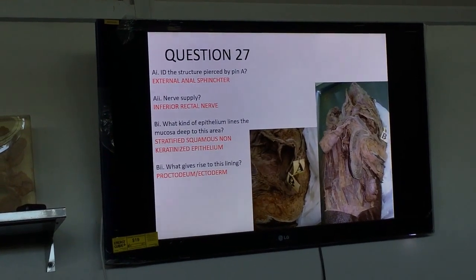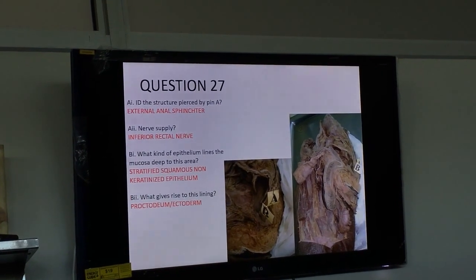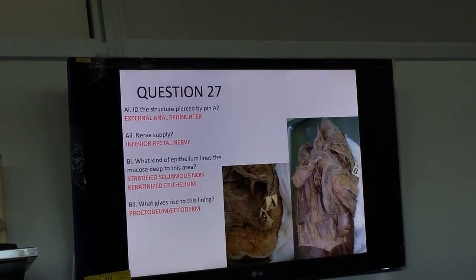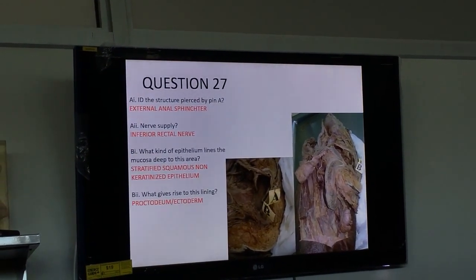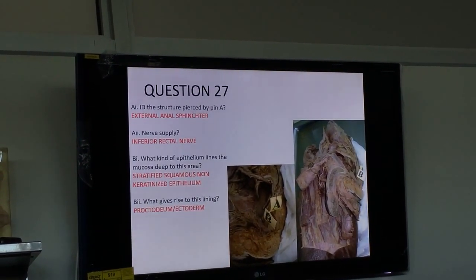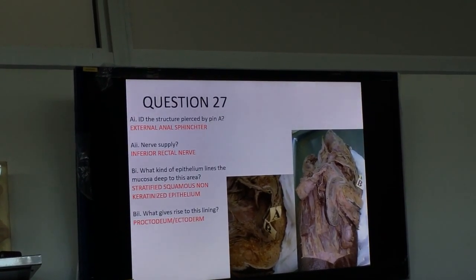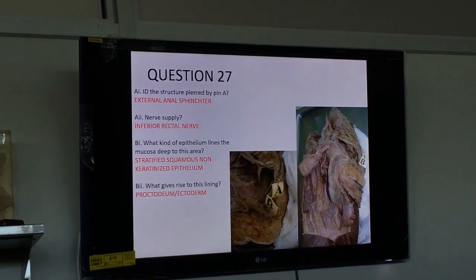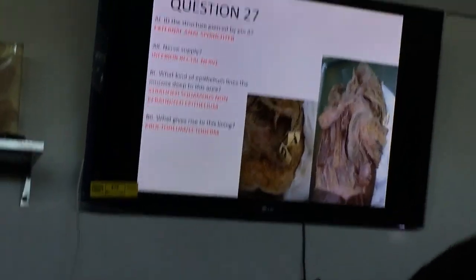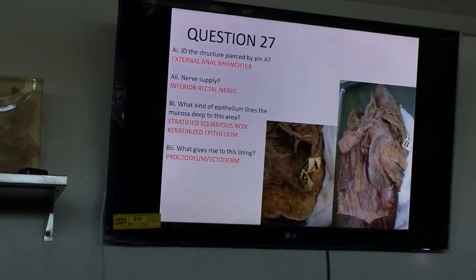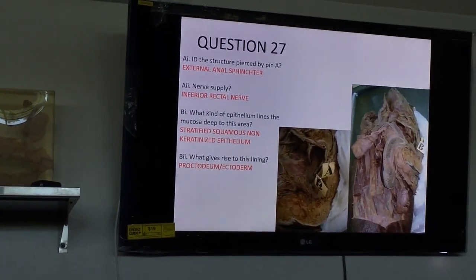Let me tell you what they will say. You're invited here to read for a degree. Yes. Come. That's exactly what they're going to say. 27 guys. Structure pierced by pin D. Yeah, it's not so easy to see, to be honest with you. I can't see it so well. But as you see from the answer, it's the external anal sphincter. So what is your job? Go and look at the external anal sphincter on a sagittal pelvis. What's the nerve supply? What's the other name for that nerve?